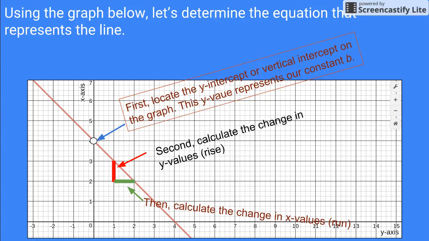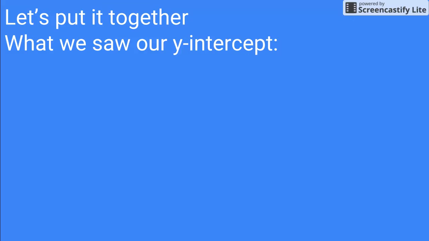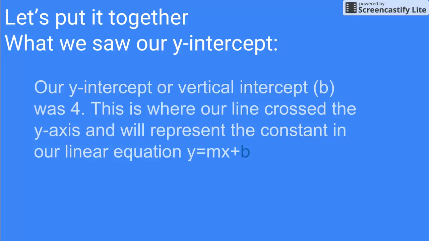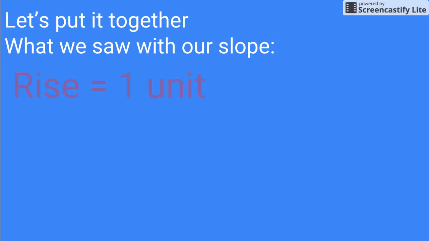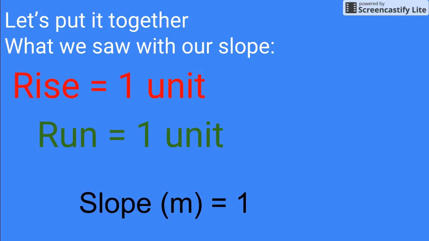So our slope now is 1 over 1. Okay, so that's a review. We've calculated slope before. That represents our slope, 1 over 1, or we could simply say 1. So to recap, what we saw is our y-intercept, or vertical intercept, was 4. This is where our line crossed the y-axis and will represent the constant in our linear equation, b. We saw that our rise was 1, our run was 1, so our slope ultimately is a ratio of rise over run, numerator over denominator, 1 over 1, or simply 1.